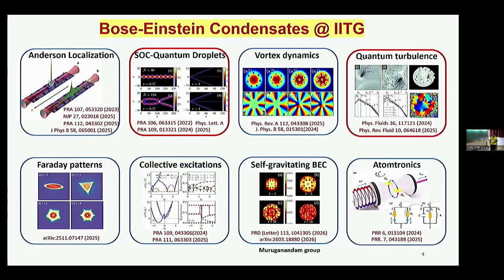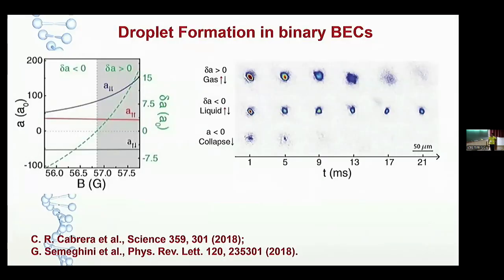And then I will discuss quantum turbulence. So this quantum droplet in a binary system started with the experiment by Letizia Tarruell's group. And here what we see is how, with the Feshbach resonance, we can tune this scattering length.